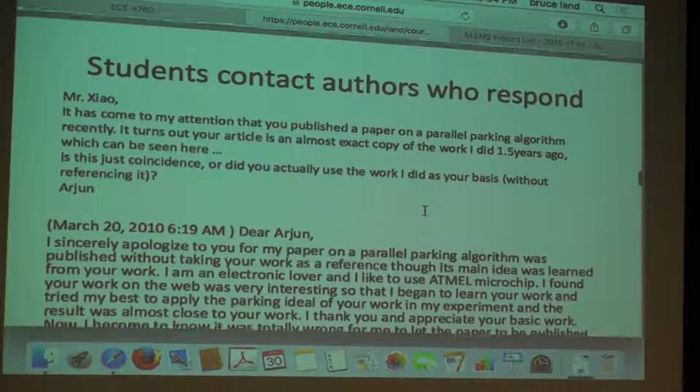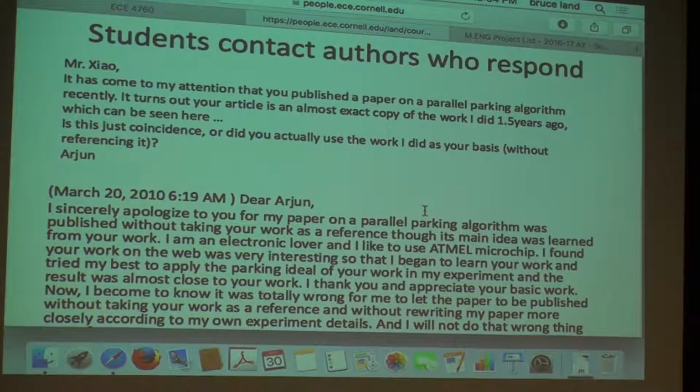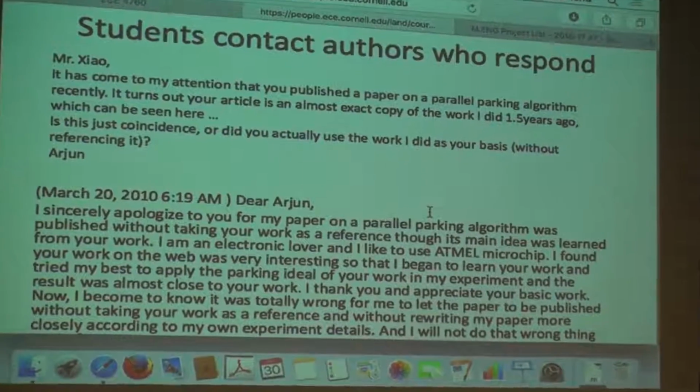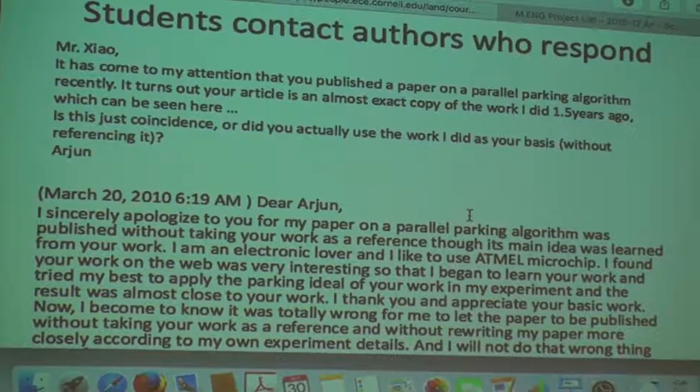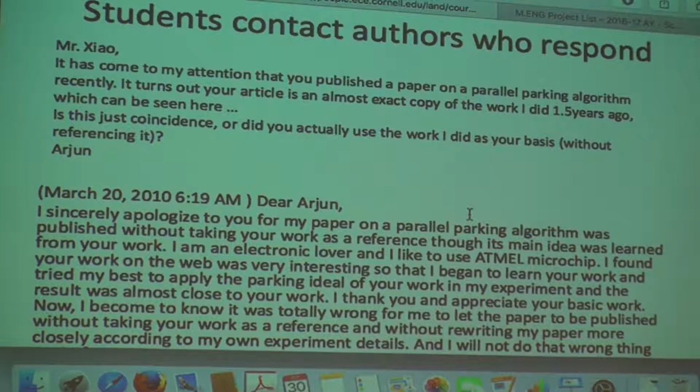So the students, first of all, contacted Zhao. It's come to my attention that you published a paper on a parallel parking algorithm recently. It turns out your article is an almost exact copy of the work I did 1.5 years ago. Is this just coincidence? He's so nice. Of course it's not coincidence.